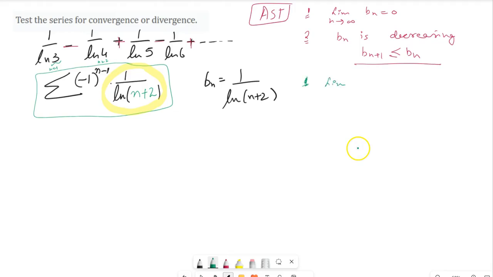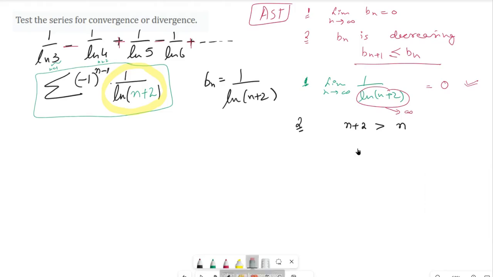First condition, limit n approaches to infinity of this. We know as n approaches to infinity, log of infinity approaches to infinity. So the denominator is approaching to infinity. 1 by infinity is going to approach 0. So that is clearly, easily checked, right? What about part 2? We need to prove that this is a decreasing series. We know that n plus 2 is more than n, right? The next term. So let's do the next term. So we want to prove that Bn plus 1 is less than Bn.